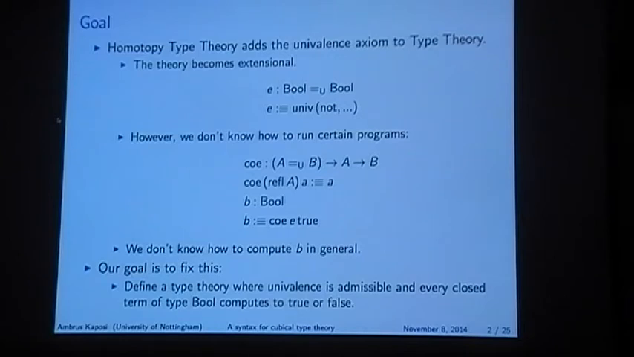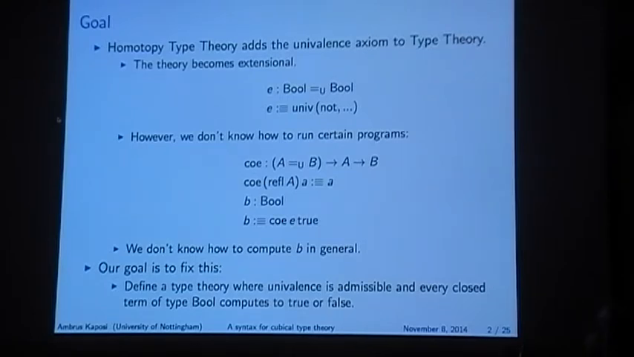So adding univalence naively to type theory disables this computational understanding of type theory, or seems to disable it. So our goal here is to define a type theory where we have univalence. So univalence is maybe not an axiom, but it's something which is admissible.